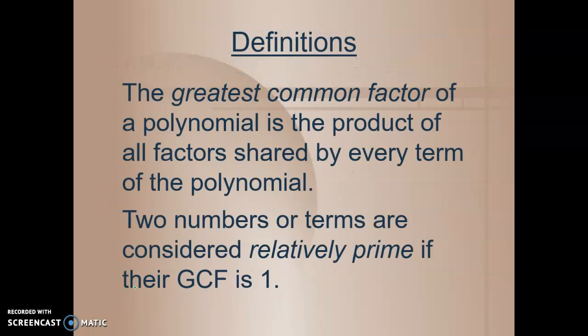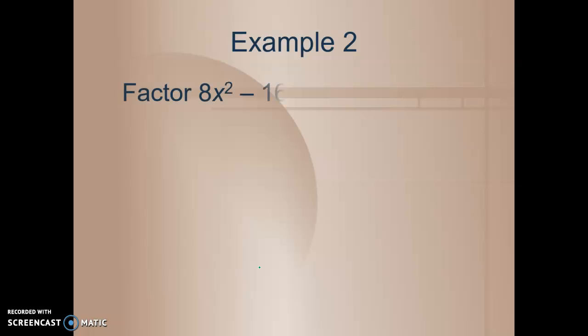2 numbers or terms that don't have a greatest common factor other than 1 are considered relatively prime, and we say that they're not factorable. If all you can factor is a 1, if that's all they have in common, they are relatively prime.